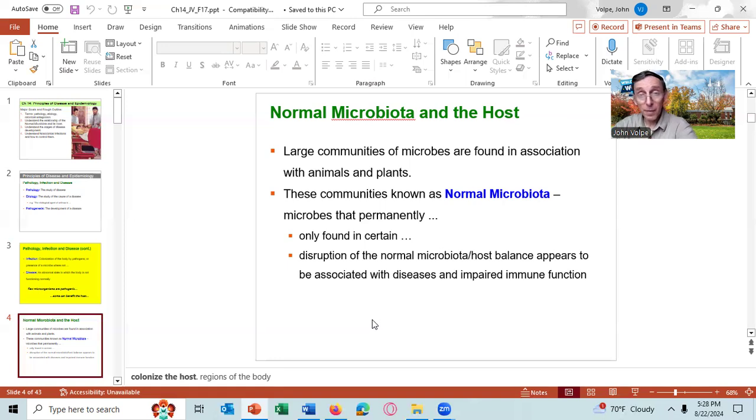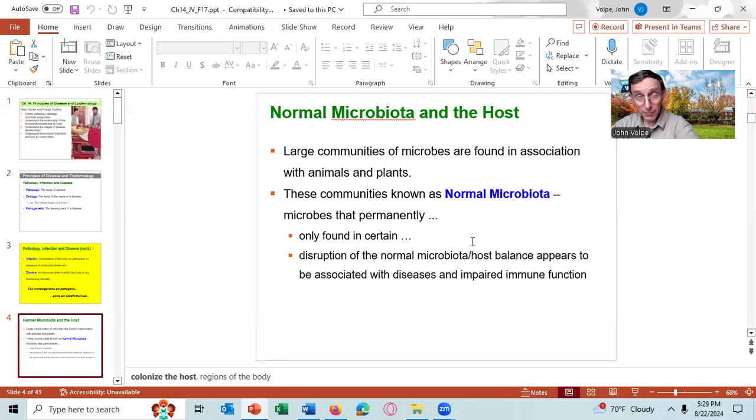The normal microbiota are microbes that essentially permanently colonize their host, meaning shortly after I was born, and this is true for every human, I got Staphylococcus epidermidis on my skin. In fact, this one I got probably during birth, picking it up from my mother. And that's probably true of everybody. This is a part of human normal microbiota, Staphylococcus epidermidis. And once I got it, it will permanently colonize my skin for as long as I'm alive.